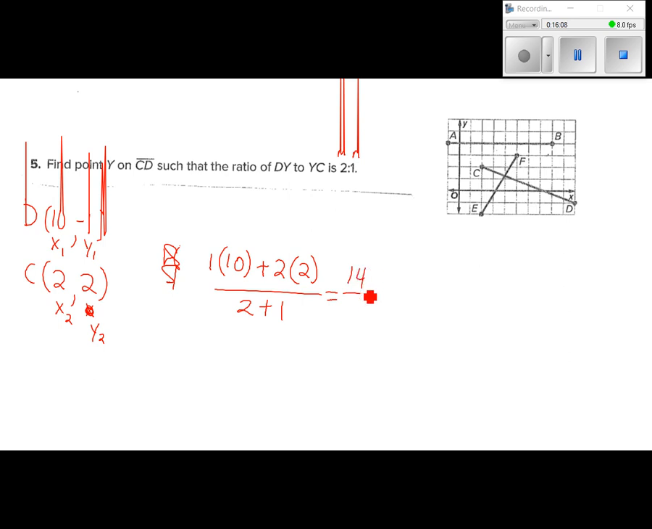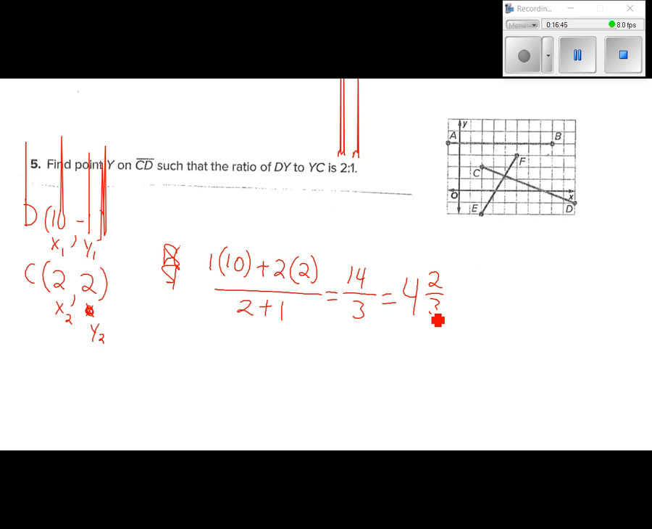Everybody agree with 14? Type in the bottom, you don't have to type it in. What's 2 plus 1? 14 divided by 3, is it gonna come out all nice and even? Comes out 4.6, repeating again, so it's 4 and what? What did we just say? 2/3. 4 and 2/3, better way to write that. That was for your x's, now we gotta do your y's. Do the y's the same way.